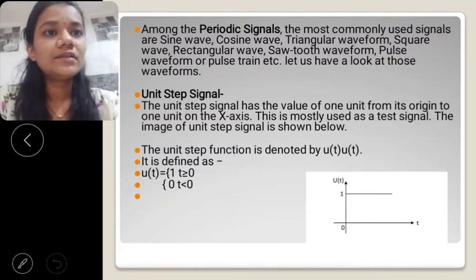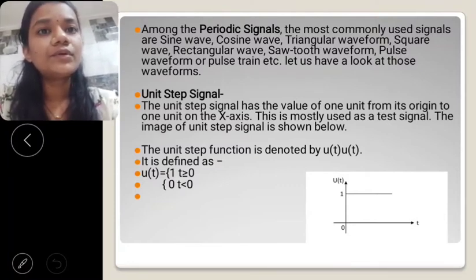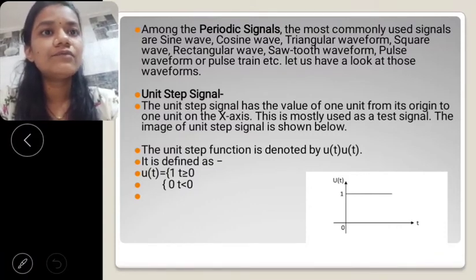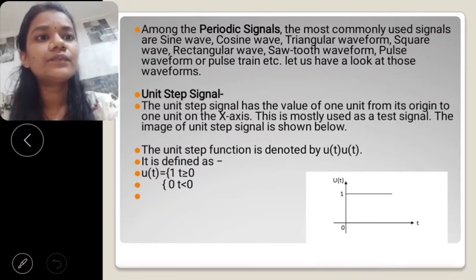Among the periodic signals, the most commonly used signal is the sine wave. The examples of periodic signals are sine wave, cosine wave, triangular wave, square wave, rectangular wave, sawtooth waveform, and pulse waveform. These are the examples of periodic signals.